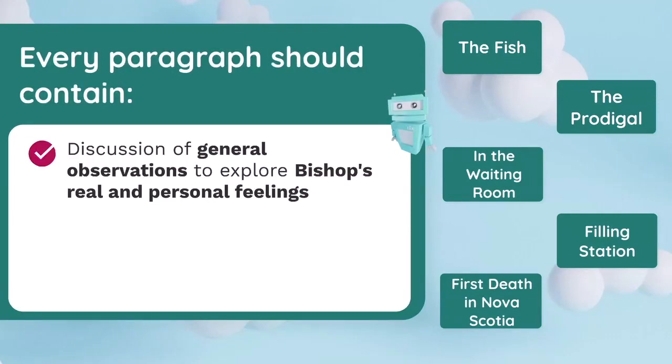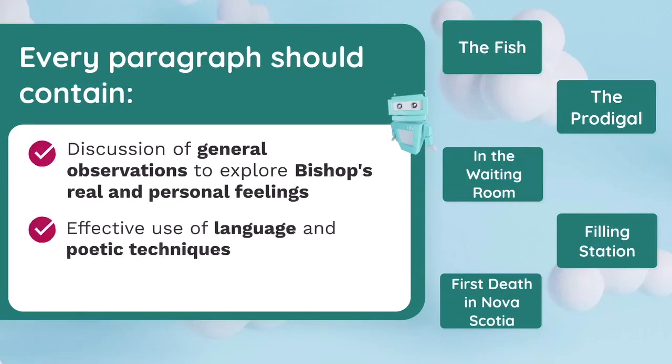So the general observations in a way of exploring Bishop's real and personal feelings, that's the crux of the question. We want to make sure we bring in the language, poetic techniques, as I mentioned, and 1 poem per paragraph is always a good way of approaching it, so that you don't get confused or that your structure isn't all over the place.